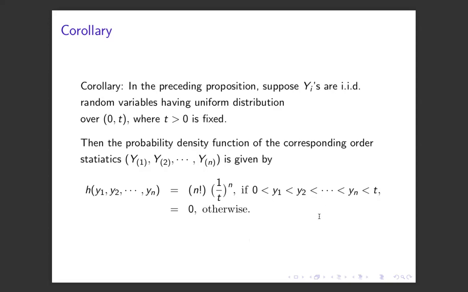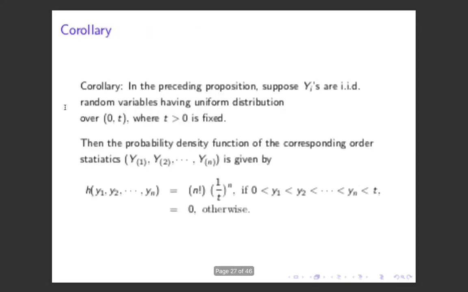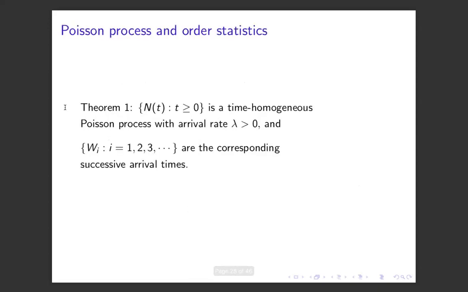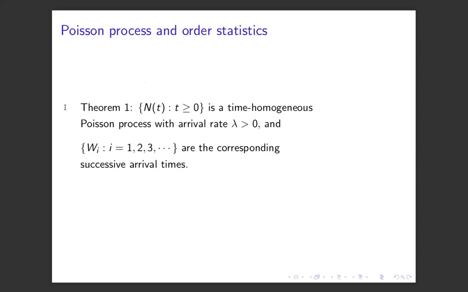So now we will see the connection between Poisson process and order statistics, and for this the corollary will be used. And of course the proposition ahead, which we had stated earlier, will also play a role. I think you might have copied all these things down already because it was done last meeting. So now we look at Poisson process and order statistics.